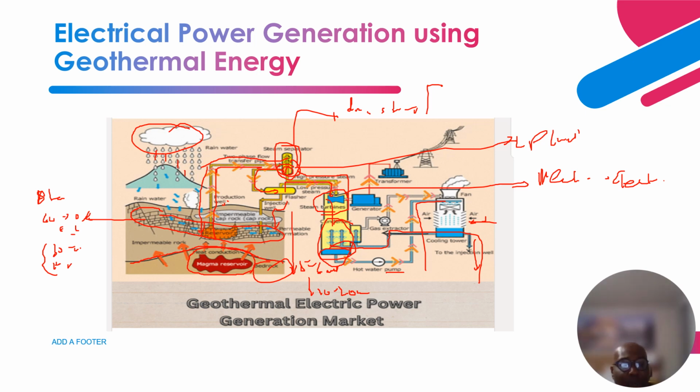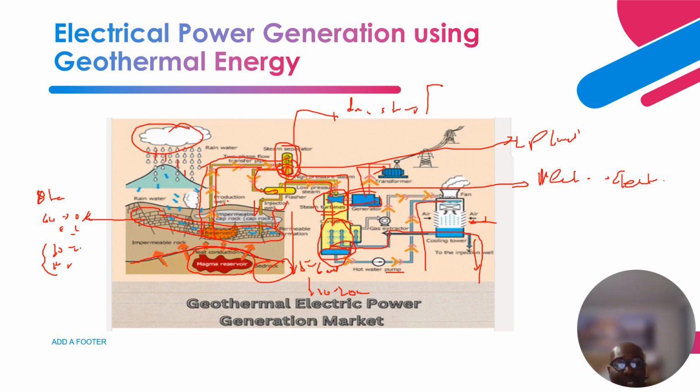Even below that, the low pressure section also has a re-injection. So there are multiple re-injection points that re-inject the cool water back into the reservoir to be heated by the magma. So that's how the cycle works. After that, you have the turbine and the generator rotating, which generates the electric power.